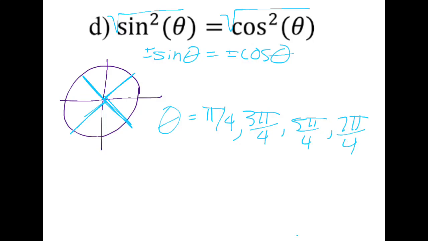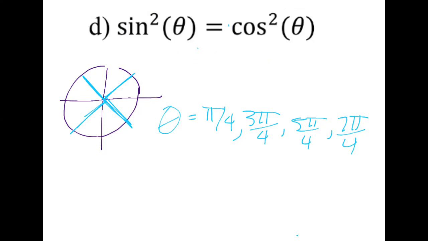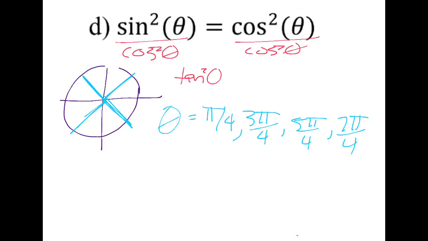Another way you could think about it, you don't need to, but this might help you, and so I want to show it to you. Imagine if you divided both sides by cosine squared theta. Well, what would happen? Well, we'd end up with the equation sine squared theta over cosine squared theta equals tangent squared theta equals cosine squared theta over cosine squared theta is 1. So it's equivalent to saying, when is the tangent squared equal to 1?